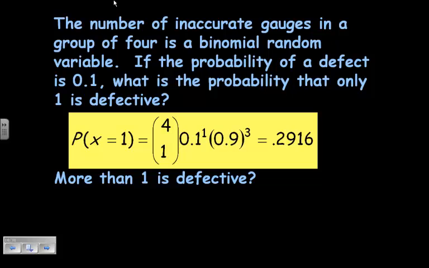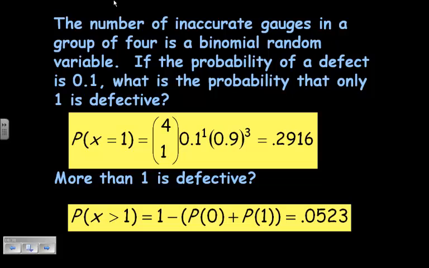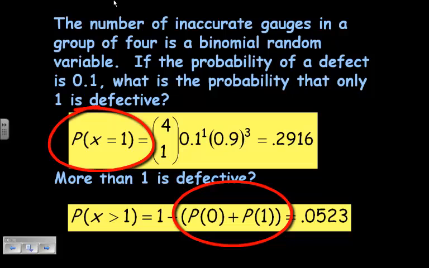Right, pretty easy. What about more than 1 defective? More than 1 defective would be the probability that x is greater than 1. So that would be the probability of 2, 3, and 4. So we could go about this by calculating the probability of 2, the probability of 3, and the probability of 4 and adding them all together. Or we could do 1 minus the probability of 0 plus the probability of 1. We already found the probability of 1, so if we just calculate the probability of 0, add that to the probability of 1, and then do 1 minus that all, we'd wind up getting the probability that x is greater than 1. It's a little bit easier than doing probability of 2, probability of 3, probability of 4, and adding them all up.